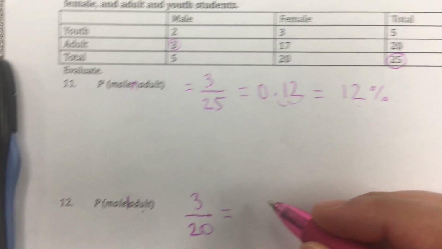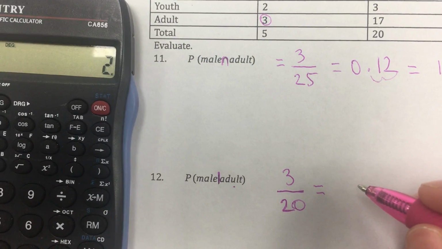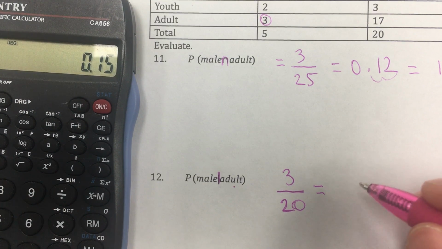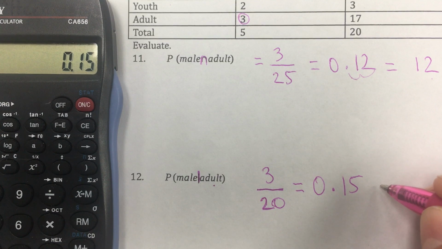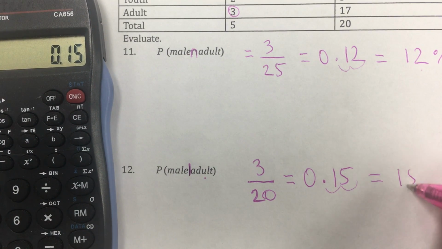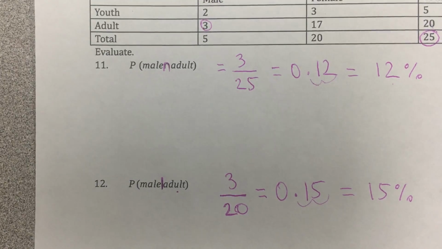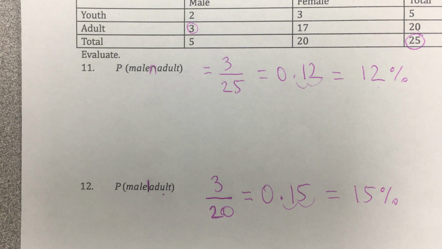Now that I have that information, I just divide 3 by 20, which equals 0.15. We move it 2 places, and that's going to be 15%. Okay, so that's it. That's all for the practice test, and have fun.